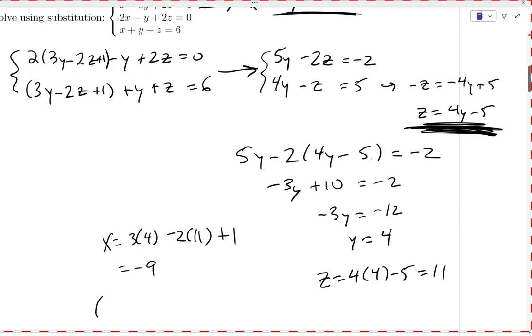And then just like what we did when we had 2 equations and 2 unknowns, we'll write this as an ordered triple. So when you get an ordered pair, we had x comma y, right? This is what we refer to as an ordered triple. We'll write x comma y comma z, and then we'll have -9, 4, 11 for our final answer. And notice we get exactly one solution in this case.